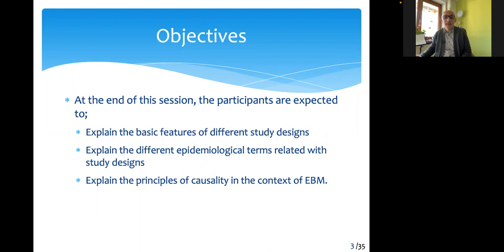And why is this necessary? Because in order to understand evidence-based medicine, one of the difficult parts is that you should be familiar with the epidemiological and statistical terminologies, and that's why today's topic is crucial.